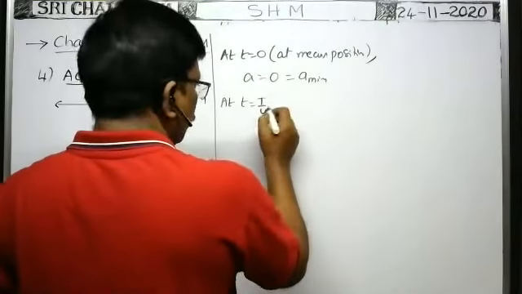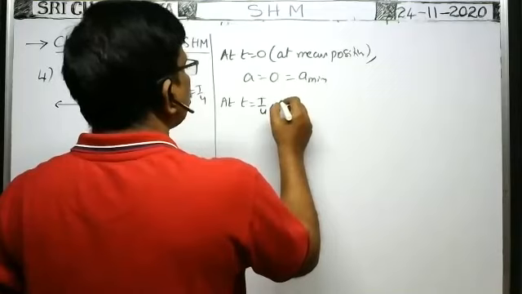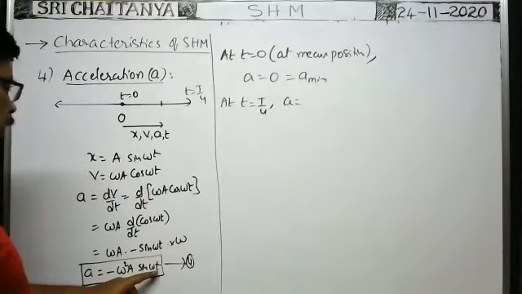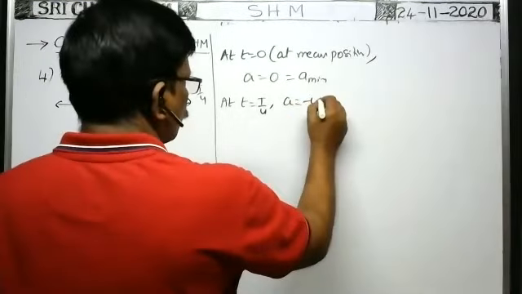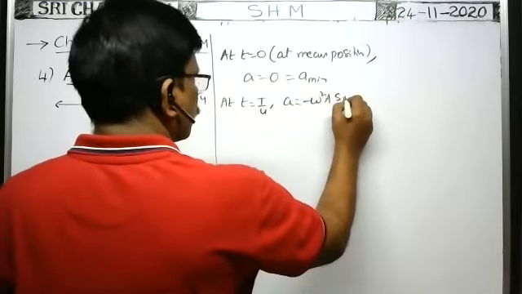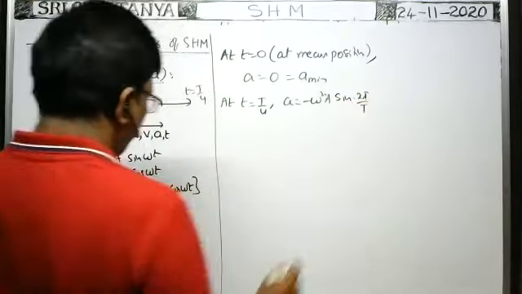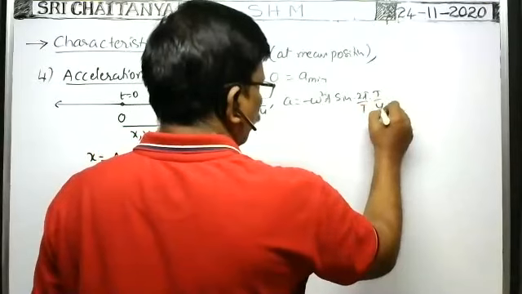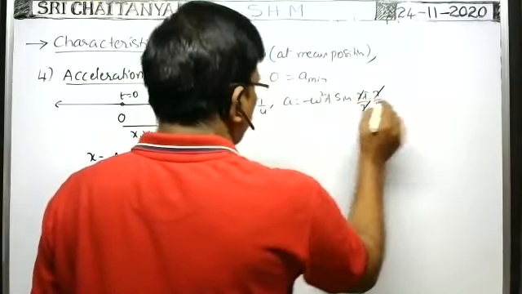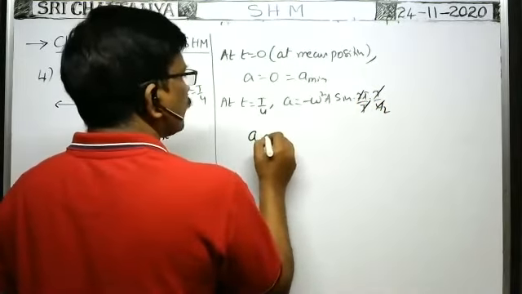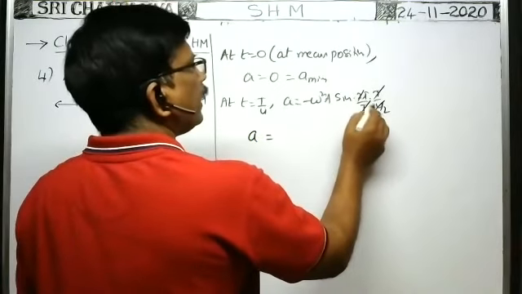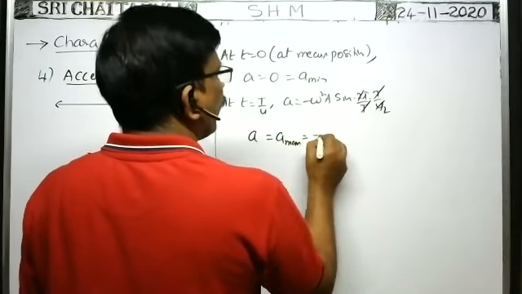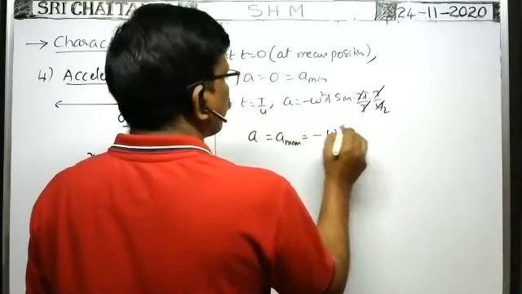So at t equal to T by 4, from this formula, you substitute t equal to T by 4: a is equal to minus omega square a sine of 2 pi by capital T into T by 4. Capital T cancels, and the 2 and 4 reduce. Therefore, sine 90 means maximum. That's why acceleration is maximum, equal to minus omega square into A.